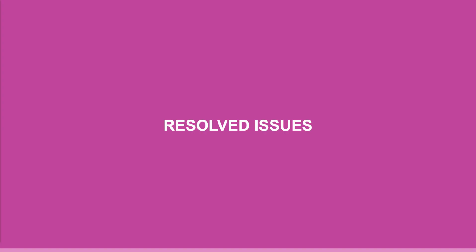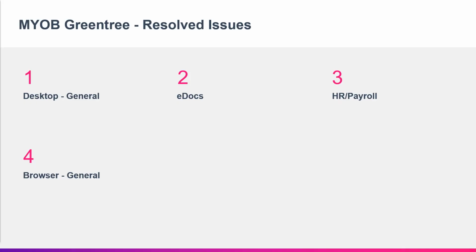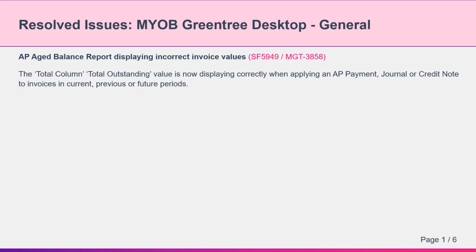And lastly, we'll move to the Resolved Issues section. We've got resolved issues for Desktop, eDocs, HR Payroll and Browser General. For AP balance reporting, the total column Total Outstanding Value is now displaying correctly when applying an AP payment, journal or credit note to invoices in current, previous or future periods.